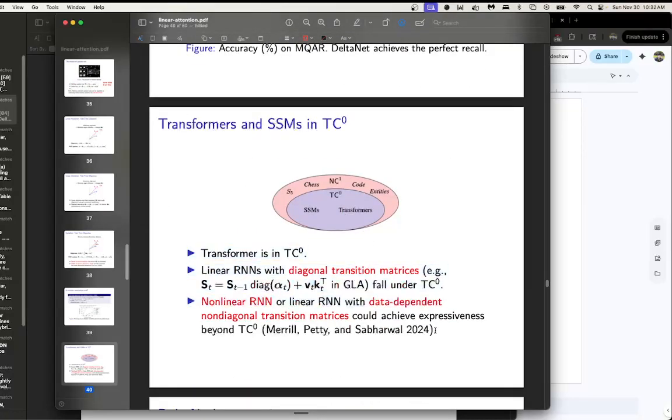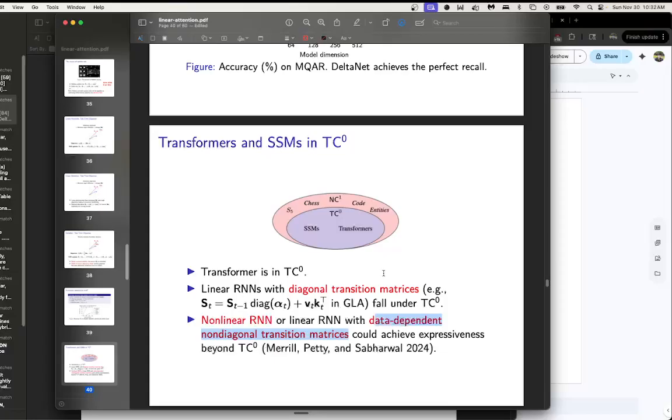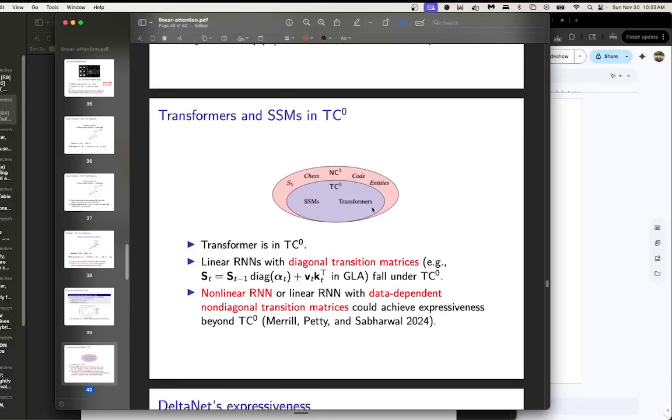This I won't spend much time on. It's just saying that with a data-dependent non-diagonal transition matrix, that's the update rule, transitioning from one state to the next, we can achieve a more expressive computational complexity class called NC1 that is able to handle more tasks that require more expressivity to accurately model, like chess encoding, than a simple vanilla transformer, as I believe the slide is trying to convey here.